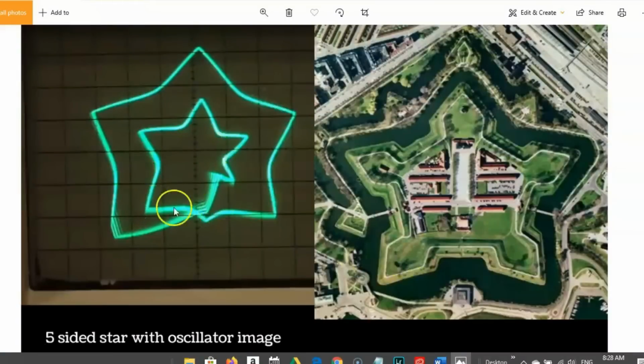And here's another one here. This is a much better 5-sided star. So we've got 1, 2, 3, 4, 5. And as you can see here, we've got a beautiful 5-sided star. And of course, in the middle, you can see we've got a pentagon.